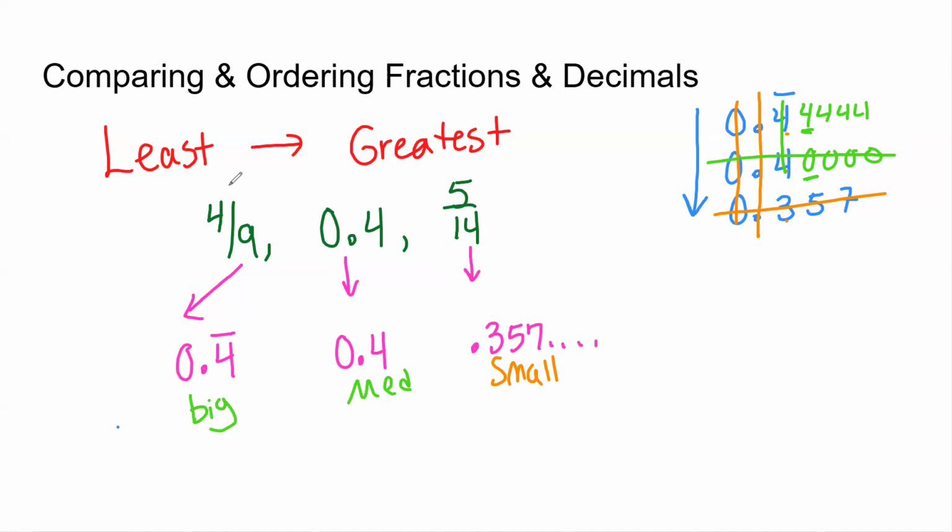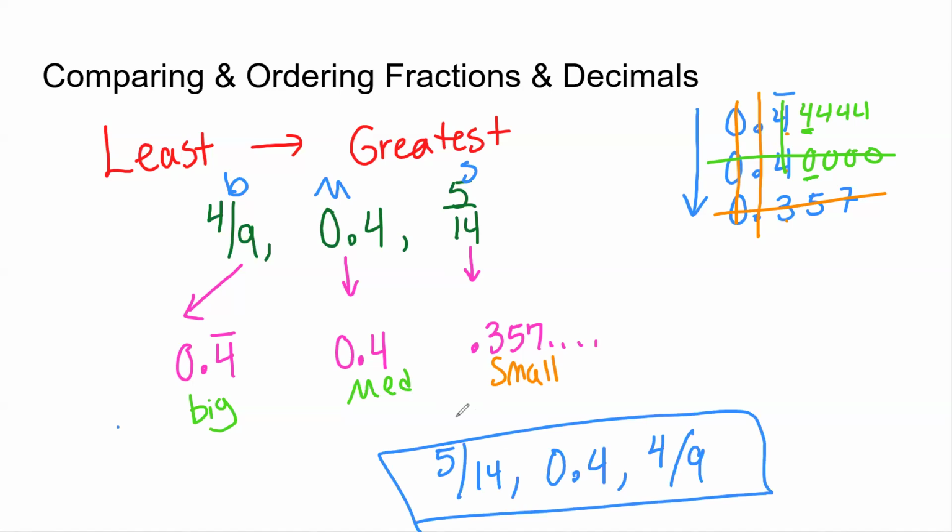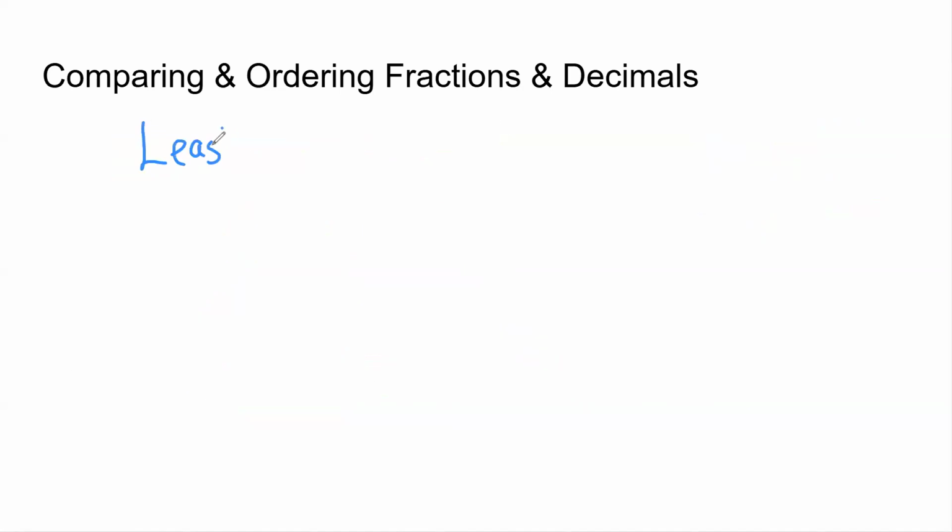Okay, so this one was big, this one was medium, this was small. So least to greatest, smallest, medium, largest. That's how they should be, least to greatest. Okay, I'm going to do just maybe one or two more of those. Okay, let's go least to greatest again. I'm going to have 4 numbers this time.